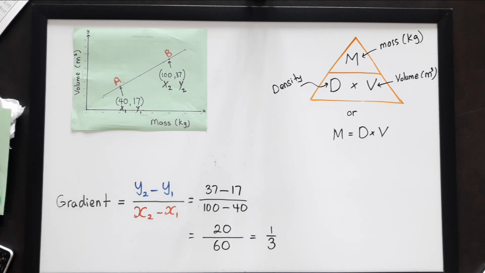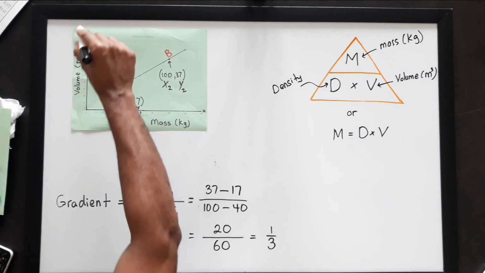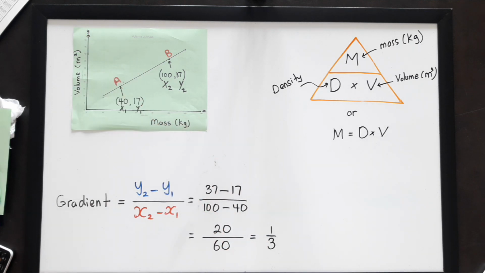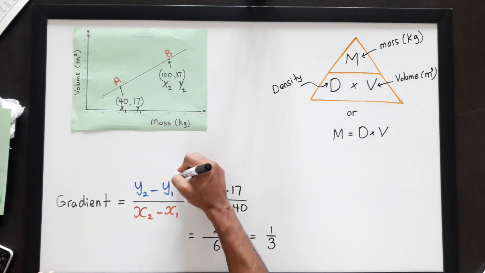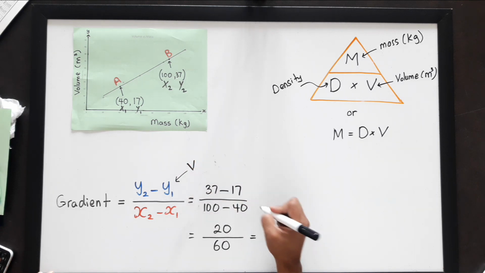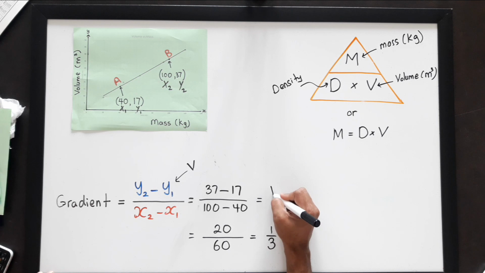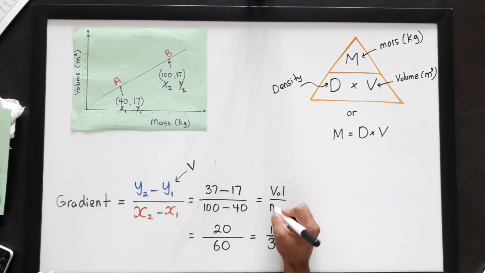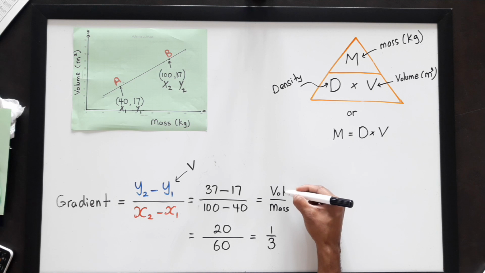Well, let's look at this. According to this graph, right, what is being measured on the y-axis? Well, volume is being measured on the y-axis. The volume is going on top, and underneath, the x-axis has the mass. So what we are really doing is taking the volume and dividing it by the mass.